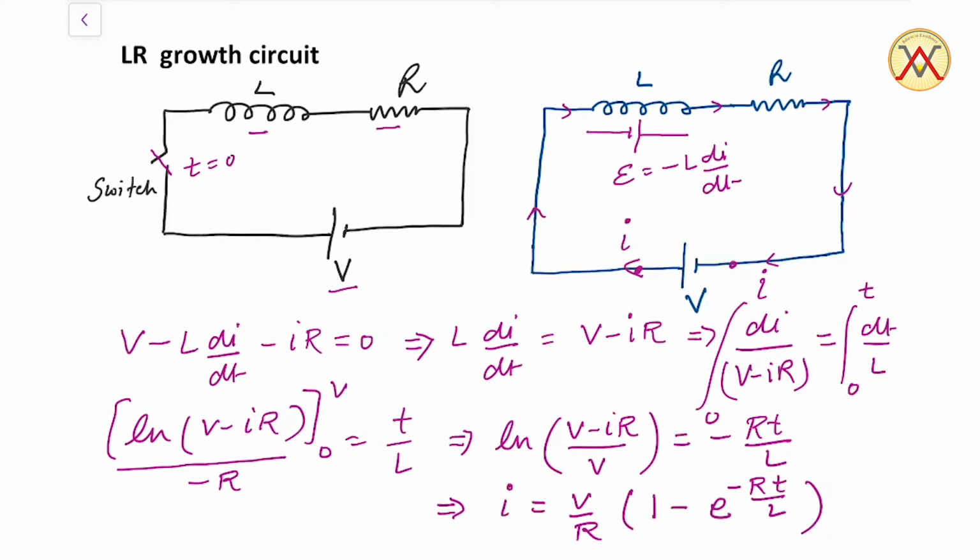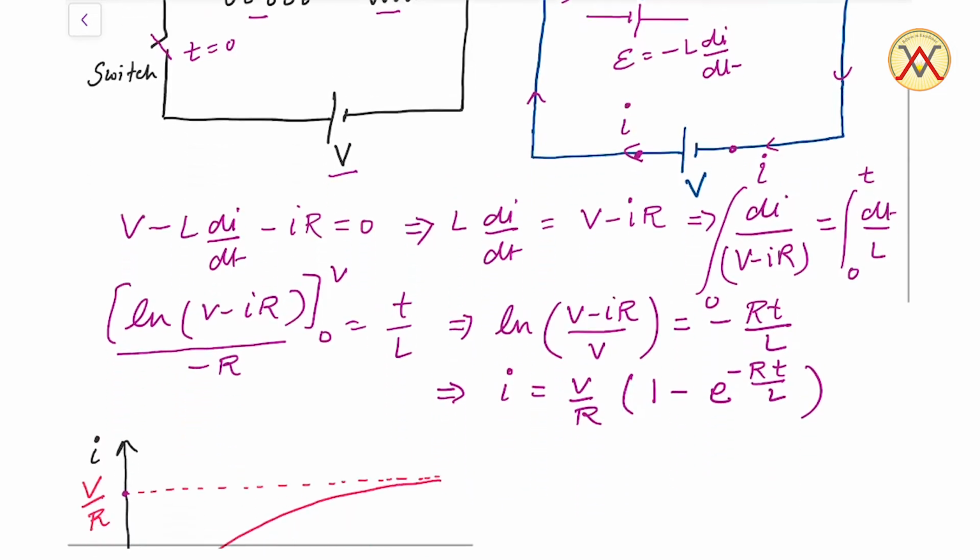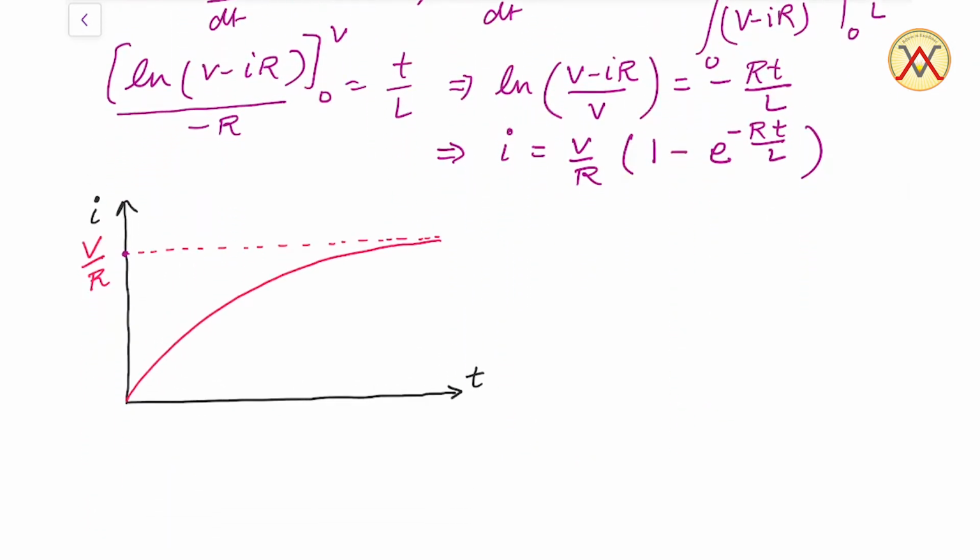After solving, we have found that the current is increasing in the circuit with respect to time t, and if we draw the graph of current with respect to time, we get this graph. It shows that at t equals 0 the current is 0 and the current increases, and after a long time, when t tends to infinity, the current becomes constant and equals V by R, which is the maximum current in the circuit. Writing the equation again, I equals V by R times (1 minus e to the power minus t upon L by R).